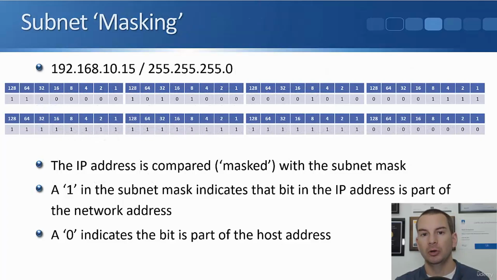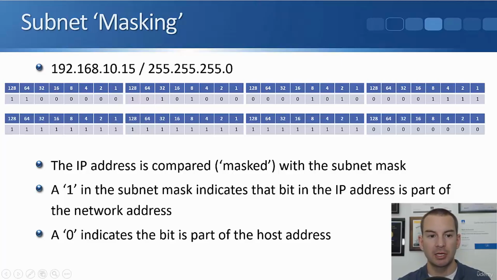So our example was 192.168.10.15, subnet mask 255.255.255.0. You see the top part here, I've written 192.168.10.15 out in binary, and then underneath 255.255.255.0 out in binary as well. The IP address is compared or masked with the subnet mask. A 1 in the subnet mask indicates that bit in the IP address is part of the network address, and a 0 indicates that the bit is part of the host address.